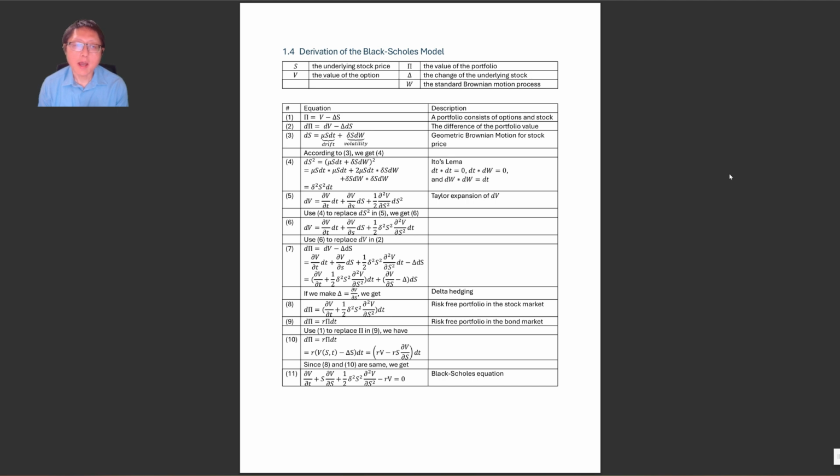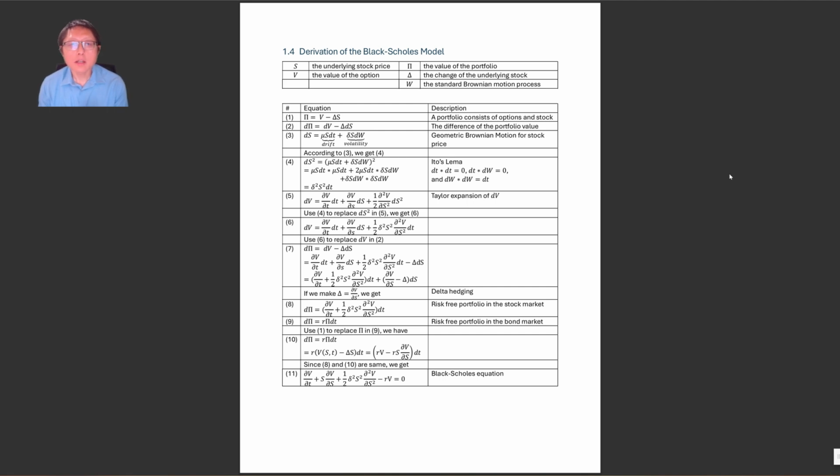We start with S, which is the underlying stock price. We also have V, which is the value of the option, and the uppercase Greek pi, which is the value of the portfolio. There's also a delta, which is the change of the underlying stock in this derivation process. And we also have W, which is the standard Brownian motion process. If you're interested in Brownian motion, you can watch some related YouTube videos. We're not going to get into detail about that.